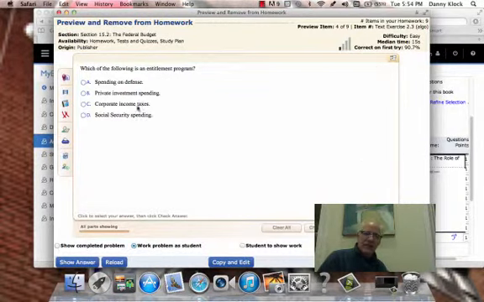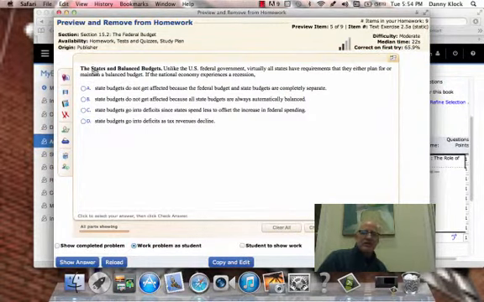Let's go next. Which of the following is an entitlement program? I'm entitled to something like Social Security. I pay money into it, so it's an entitlement. I need that money, right? Medicare and Medicaid are also entitlements. Defense, no. Private investment, that's silly. Corporate income taxes, no. Social Security spending, that's an entitlement. And again, these entitlement programs are the largest part of the federal budget.